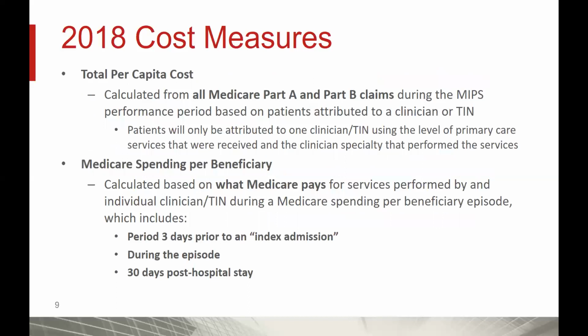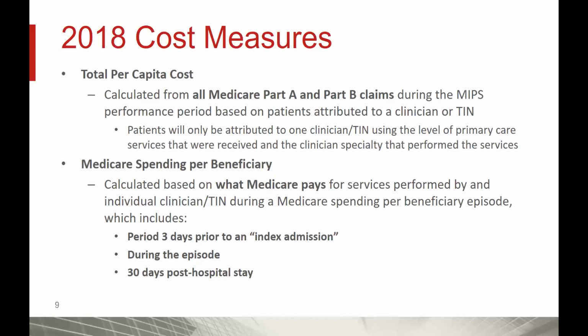So what is the total per capita cost? This is calculated from all of your Medicare Part A and Part B claims during the MIPS performance period, so that's January 1 through December 31st, 2018, based on patients attributed to you or a clinician or a tax ID. So patients will only be attributed to one clinician or tax ID using the level of primary care services that were received and the clinician specialty that performed the services.